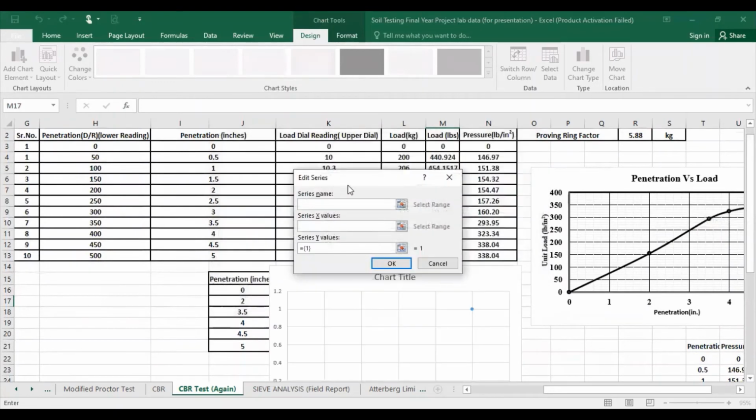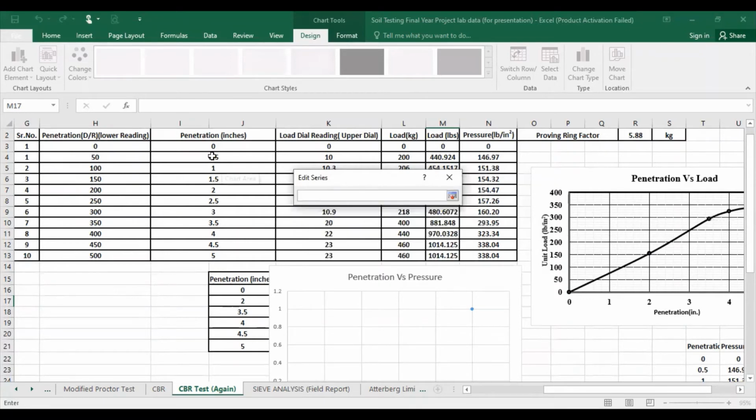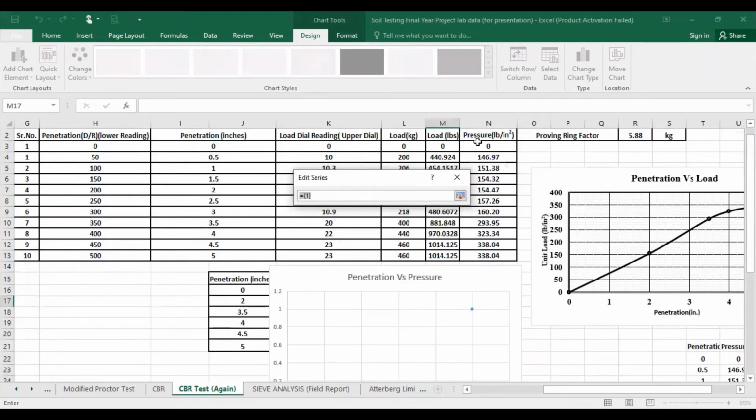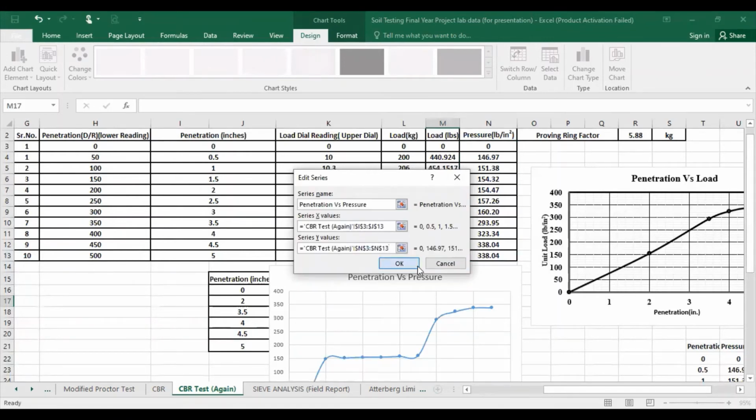to add it here. So I am going to write down the name of the graph: penetration versus load, or you can say pressure. On the x-axis, I have to take this penetration in inches, and on the y-axis, I have to take pressure from here, and then I have to click OK.